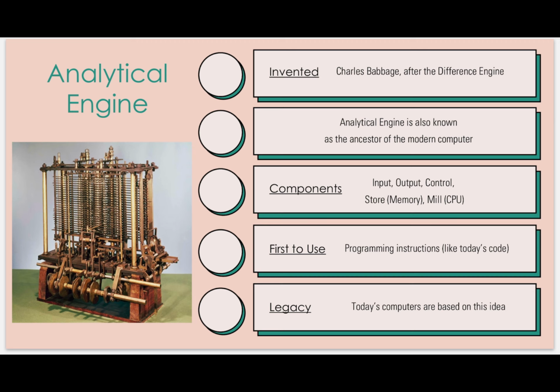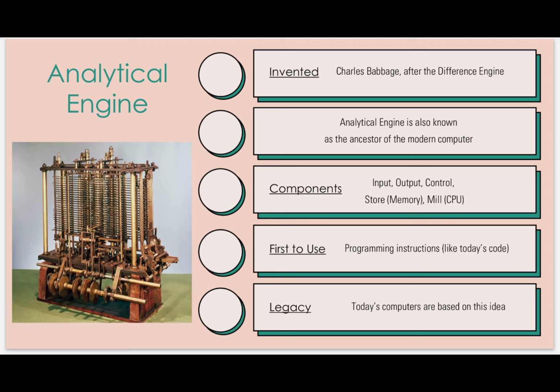What were the components? How many components were there? 5. Which were those? Input, output, control, store, and mill. Store is also known as memory, and mill is known as CPU. But in the exam you write input, output, control, store, and mill. If they ask you which were the two main components further used in modern computers, you will write store and the mill. Right, these two components, store and the mill.